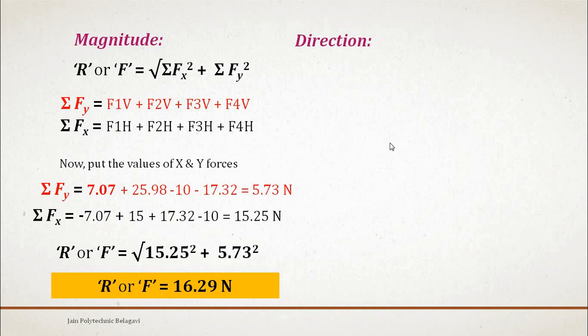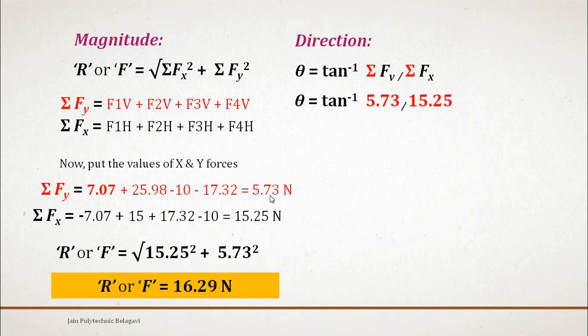Now in which direction it is acting, that we are going to find out. The direction is given by the formula tan inverse of the summation of forces in the y direction divided by the summation of forces in the x direction. So we know summation Fy is 5.73 and summation Fx is 15.25. After putting those values in the calculator, tan inverse of 5.73 divided by 15.25 gives you 20 degrees 35 minutes. So the resultant force, which is going to replace all those forces, has a magnitude of 16.29 Newton, and it is going to act at 20 degrees 35 minutes in the first quadrant.